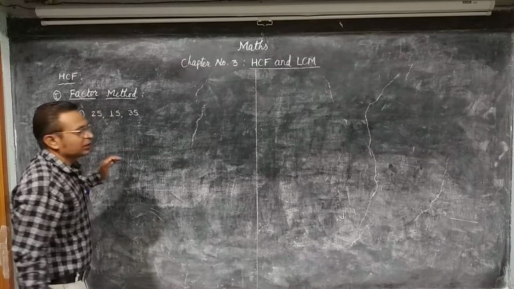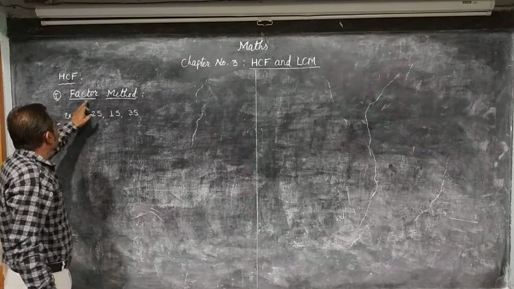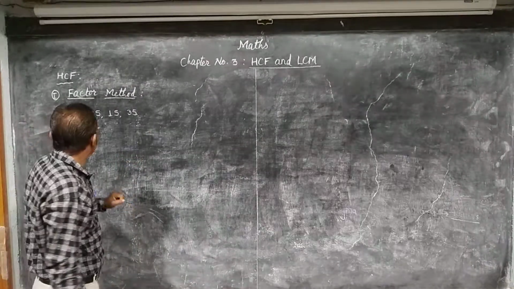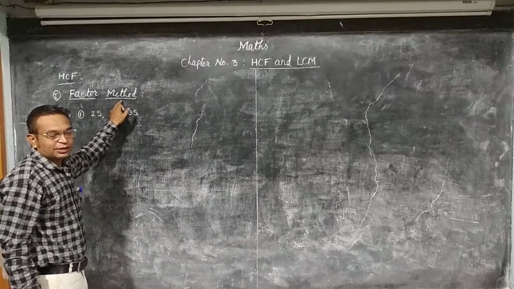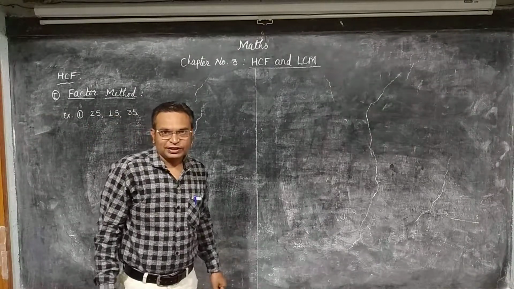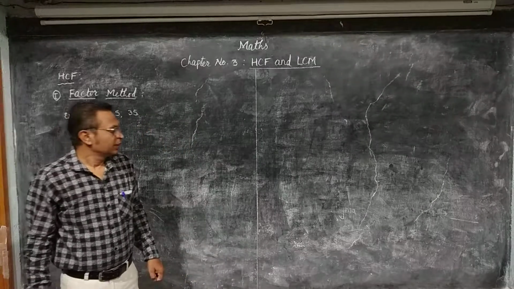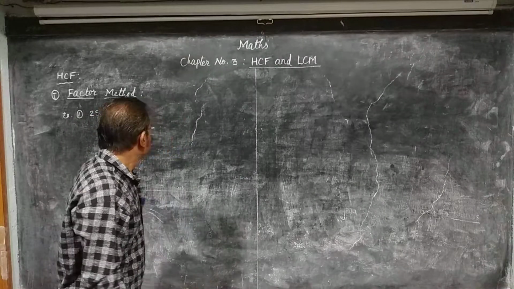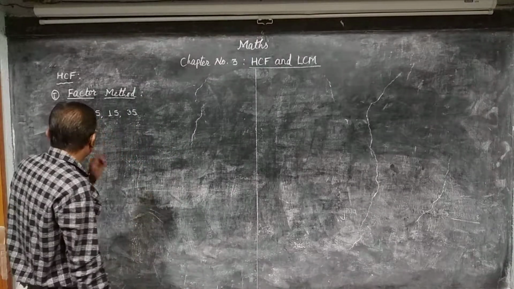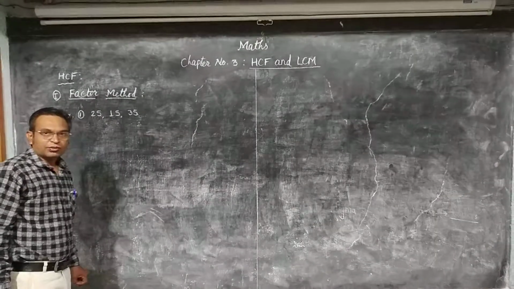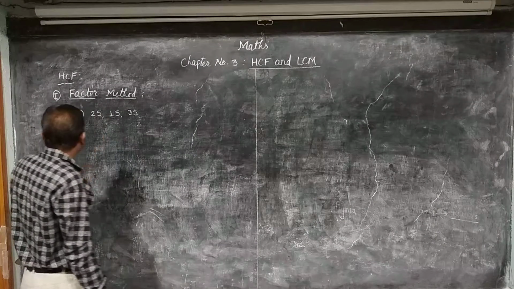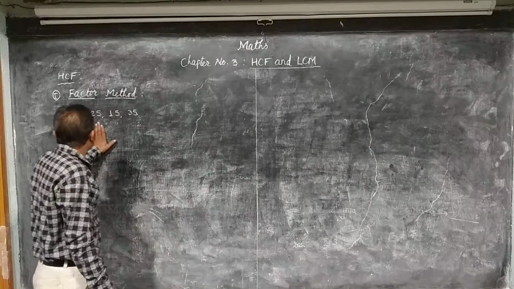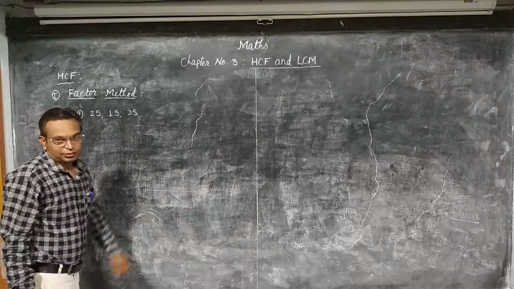We have learned in the last video to find the HCF of two given numbers by the factorization method. Now here three numbers are given, and we have to find the HCF of three numbers.